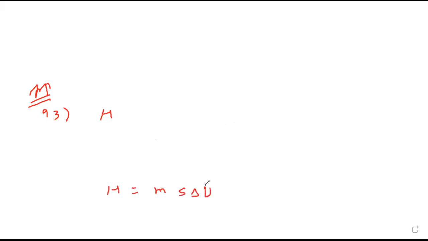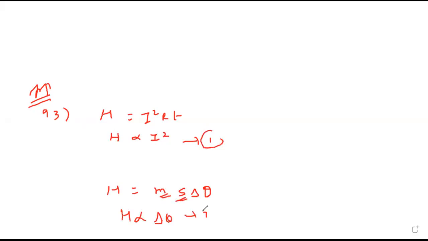Yes, sir. So one formula is I square R t. That means this H is proportional to I square. Equation 1. Here mass is same, specific heat same, so H is proportional to rise in temperature. So can I say I square is proportional to rise in temperature? Correct?